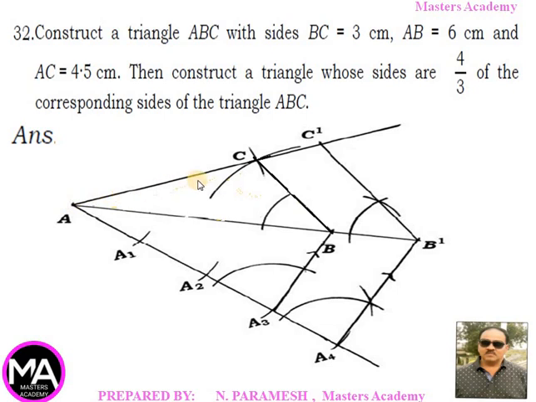Afterwards, extend AC length. Then join B dash and C dash. Therefore, the new constructed triangle is A B dash C dash. Therefore, triangle ABC is similar to triangle A B dash C dash.